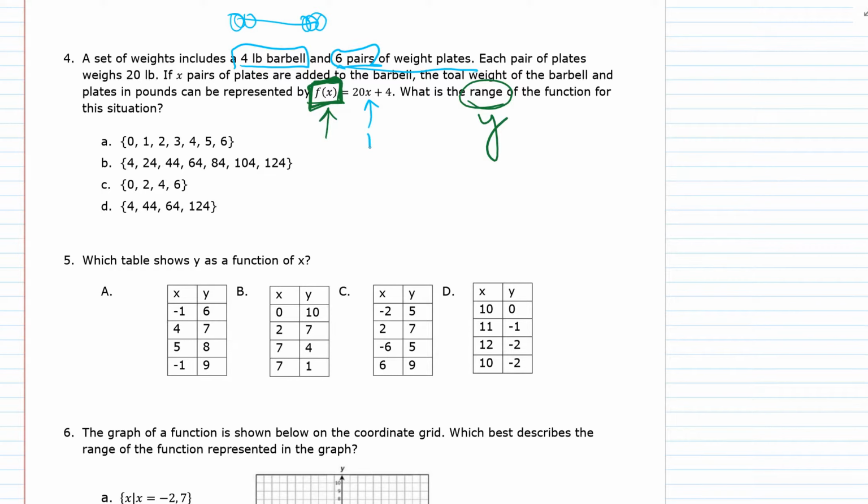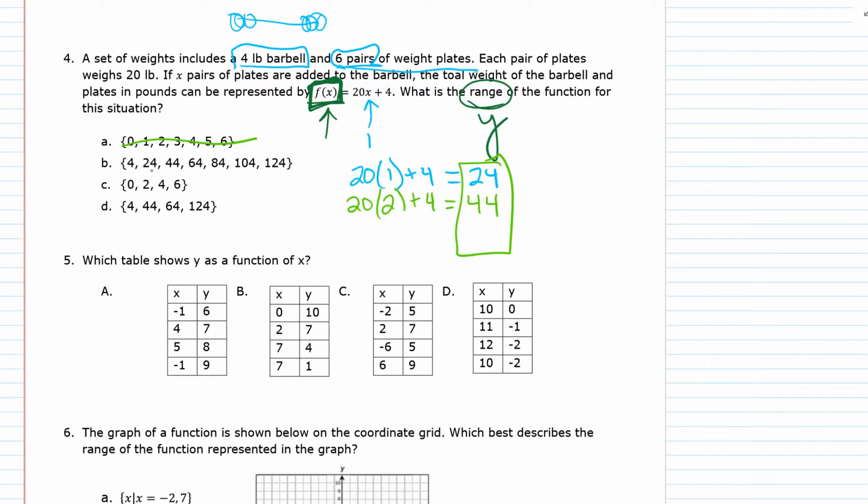pair, that's 20 times 1 plus 4 is equal to 24. What if we add 2 pairs? That'd be 20 times 2 plus 4. 20 times 2 is 40, plus 4 would be 44. So we've already eliminated, we haven't finished finding our output sets, but we know it's not A.